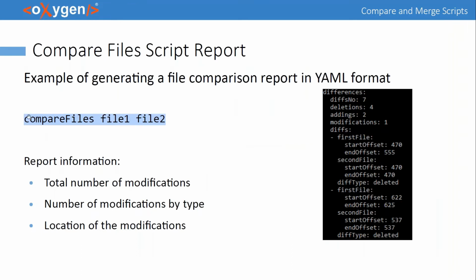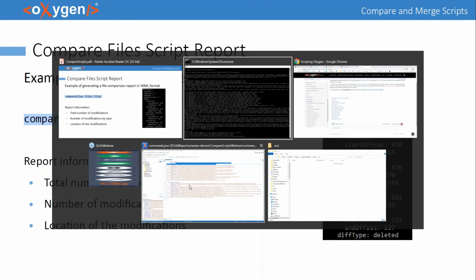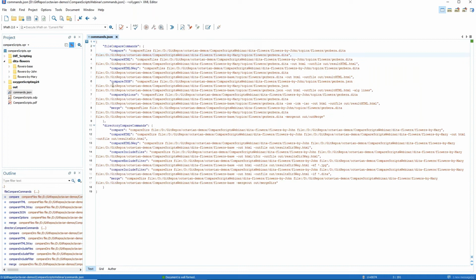So the first example would be to compare two files and generate a report in YAML format. In this report, you can see the number of modifications. You can see the modifications by type. You can see how many deletions, how many additions, how many modifications. And then you can also see the difference on each file and determine what type of difference it is and where the offsets of the modification are, the location of the modification. So I have a command already prepared here. I prepared the commands to speed things up a little bit.